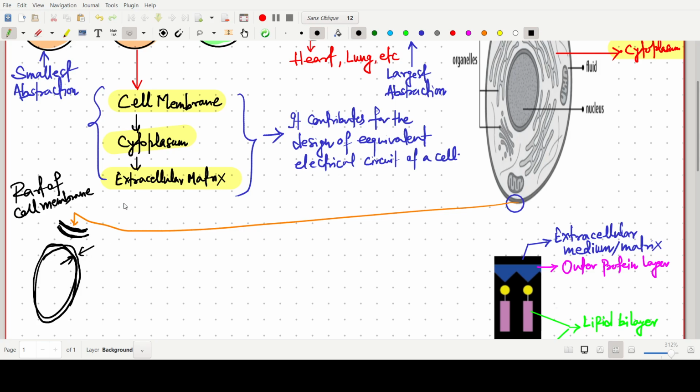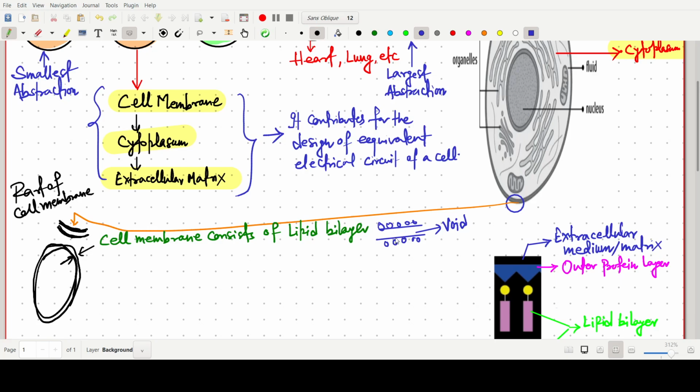So this cell membrane consists of a bilayer, or lipid bilayer. I am writing: cell membrane consists of lipid bilayer, which mainly has some fat kind of things in the body. So there is some void, some gap, in between.